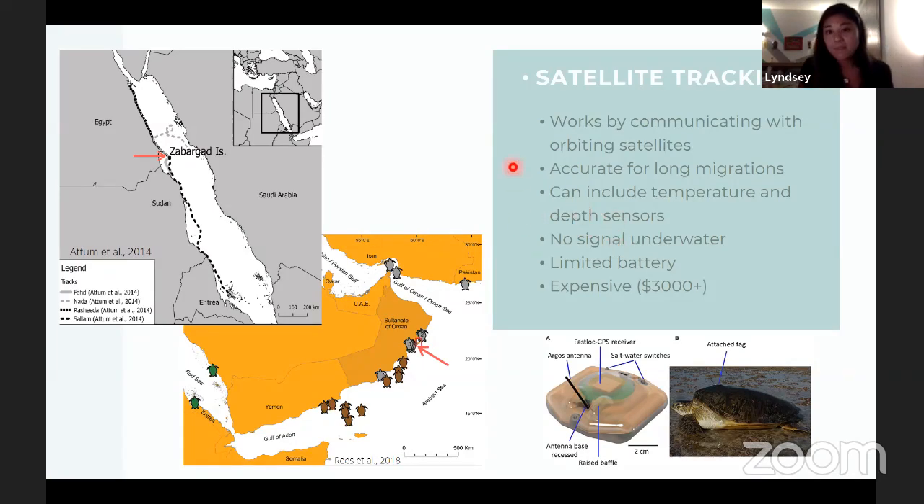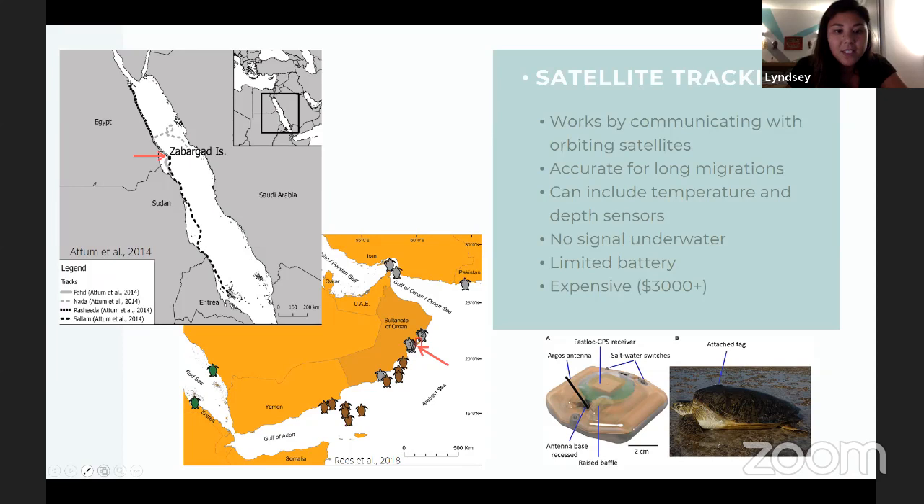Yes, so with this technology, we are also able to include temperature and depth sensors, which can give us really useful information about how deep they're diving and the temperatures at these depths. Because the temperatures in the Red Sea are a lot warmer than the Gulf of Aden, it can be really clear using these temperature signals when she leaves the Red Sea and departs out into the Gulf of Aden.